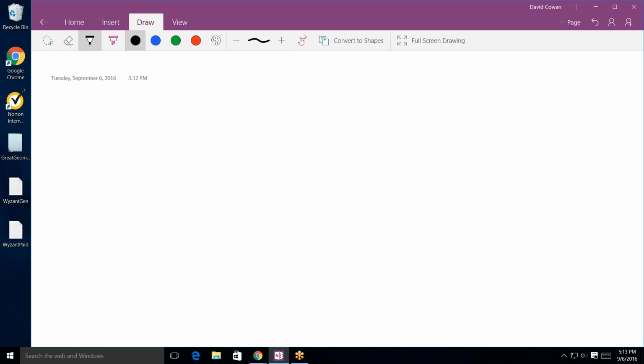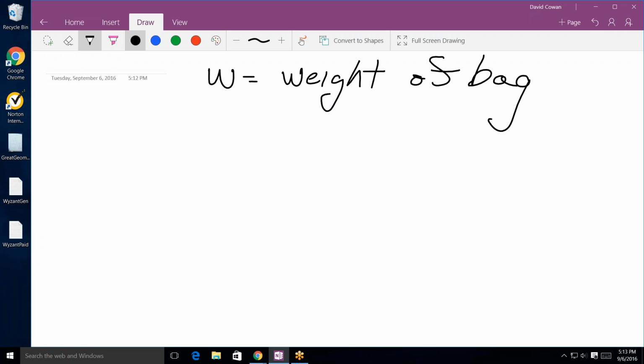So let's define a variable here. Let W equal the weight of your bag. Well, they told you it was 38 pounds, right? Your carry-on bag can weigh no more than 50 pounds, and your bag weighs 38 pounds. So we know the weight of the bag is 38. So what can I write?